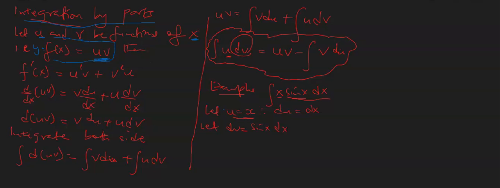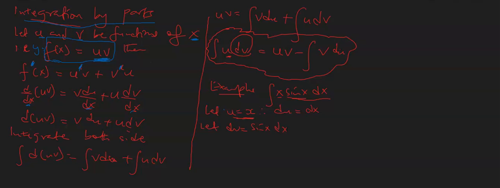differentiate f of x is equal to uv, and we get the derivative of f of x is equal to the derivative of u times v plus the derivative of v times u. We can also write it as d(uv)/dx is equal to v du/dx plus u dv/dx. We can somehow ignore dx and write it as d(uv) is equal to v du plus u dv.